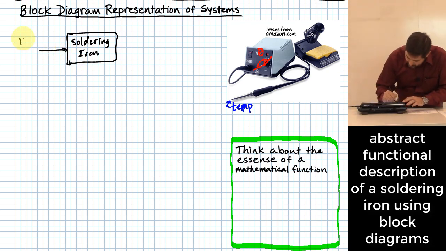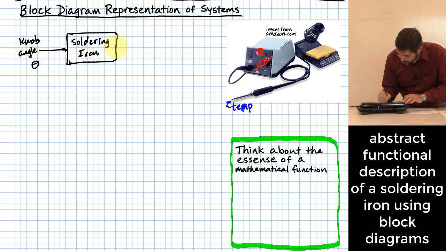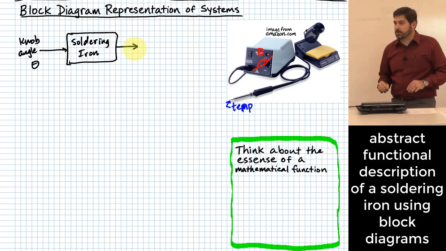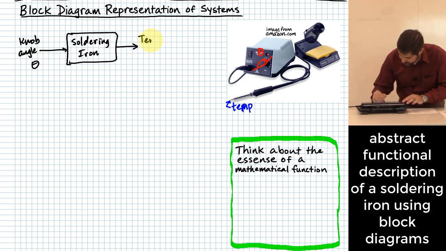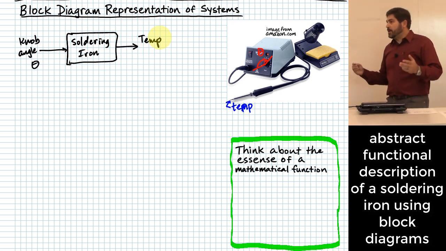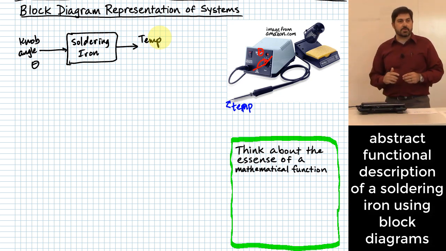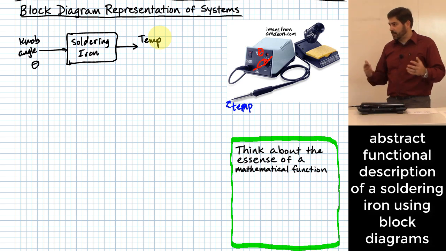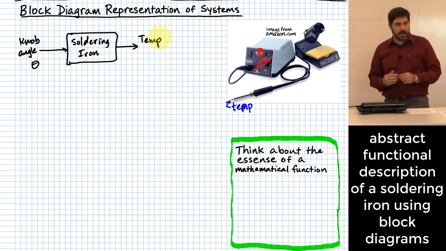A knob angle. Okay, I called that theta. And what's the output? Temperature. Okay. And that might be measured in some kind of temperature scale. I won't necessarily put it on there, but that can be a number, right? Like that is actually a quantitative value that I can think of coming out of there, correct?